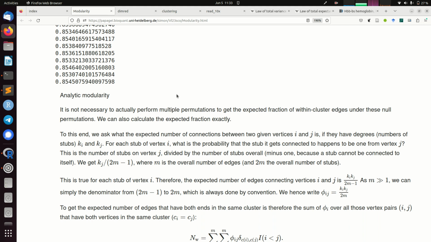And of course, if this is the probability that we get a connection from a specific step of vertex I, we have to multiply this by the number of steps k_i times k_j. And when we get here, the expected number of connections should be k_i times k_j over 2m. And if we sum up this expected number over all the vertex pairs that are in the same cluster, we get the expected number of connections within clusters. So, let's take the other thing.